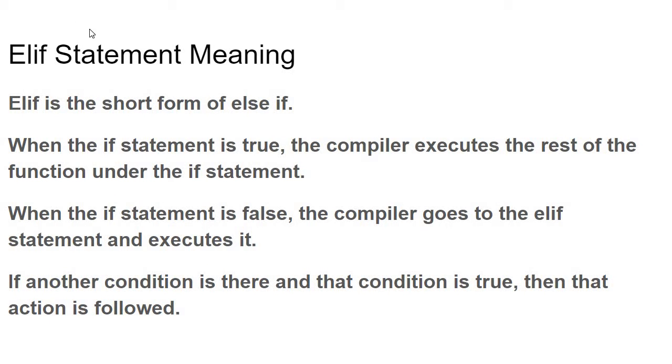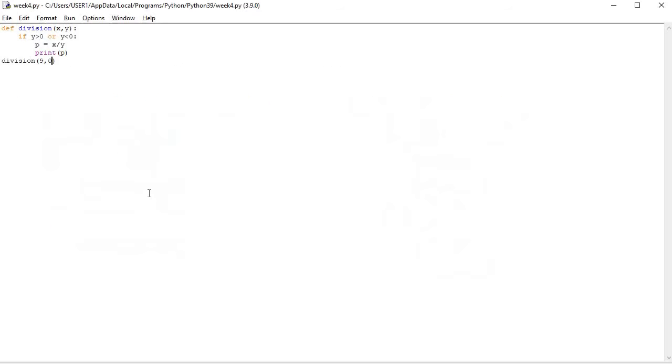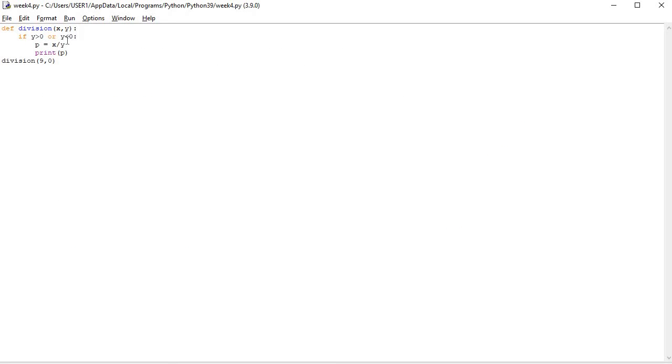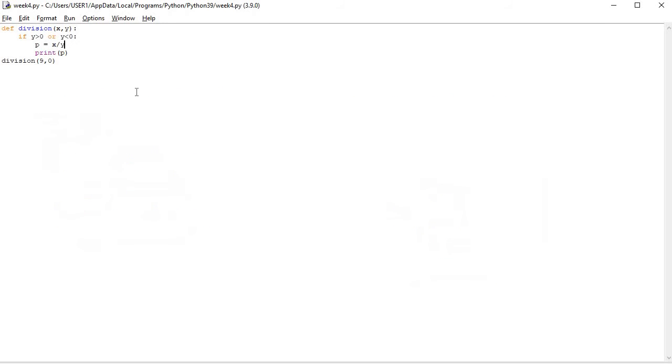If another condition is there and that condition is true in the elif statement, then that action is followed. If not, then it keeps on going down the list. So you can have one elif or multiple elif. It's the same syntax. You just put elif instead of if. So let's try here. Let's say that we want to see if y is 1. Well, you would notice that if we put elif here, y is more than 0, we already got that statement, so this would never run.